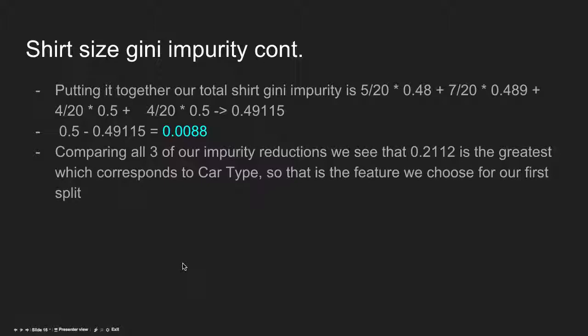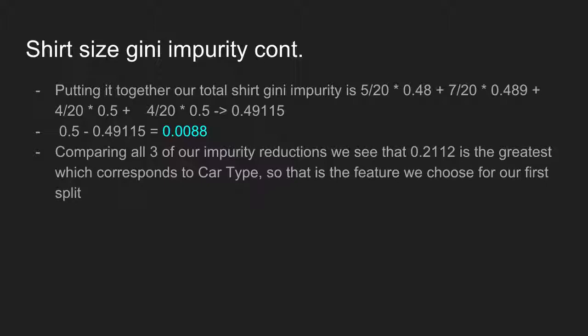Now what we need to do is put all of these together. So if we look at how many of each we have, we have a quarter of them small, 7 out of 20 medium, a fifth of them large, and a fifth of them extra large. If we take the weighted average of these Gini impurities, that comes out to 0.49115, and then we do 0.5 minus that to get 0.0088. And if we look at the 3 different Gini impurity reductions, we see that 0.2112 is the greatest, so that's the feature we're going to be choosing for our first split.